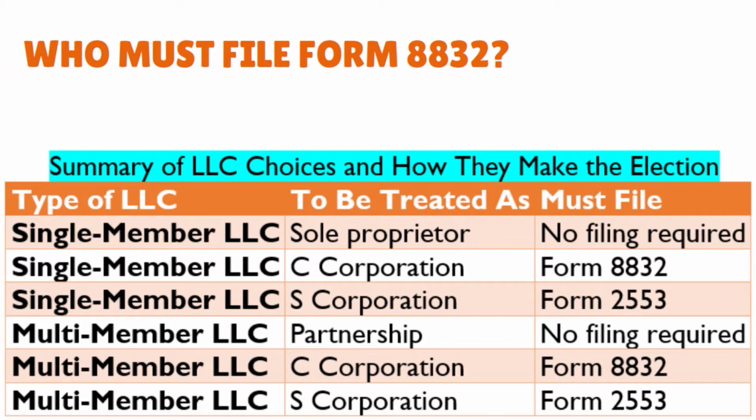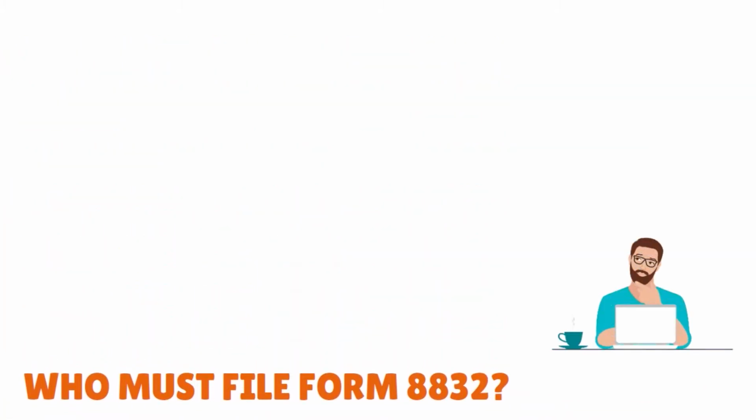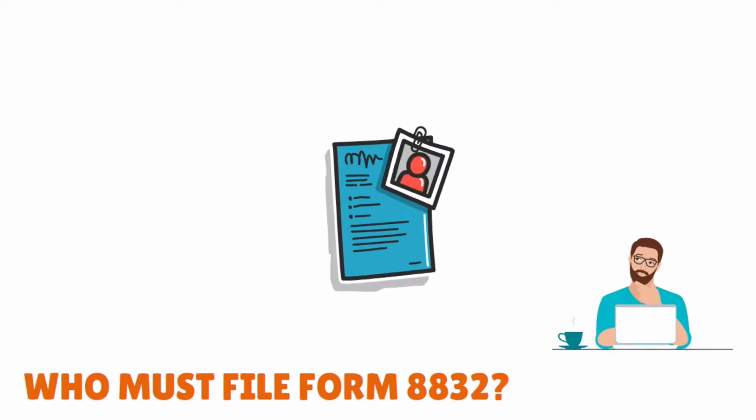All right. You can even take a screenshot, or you can just take a note. Now, choosing how to be taxed has long-term consequences and is one of the most important decisions a limited liability company will ever make. This is very important. Form 8832 can be filed if, let's say, an LLC wants to change how they are taxed. Let me give you an example.